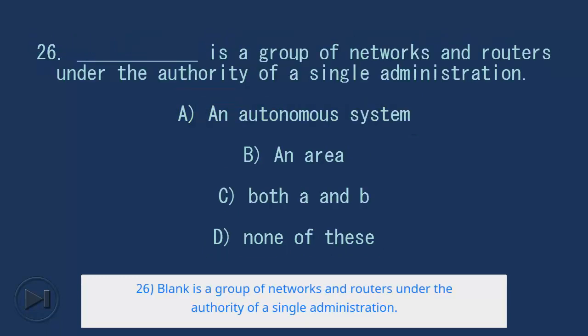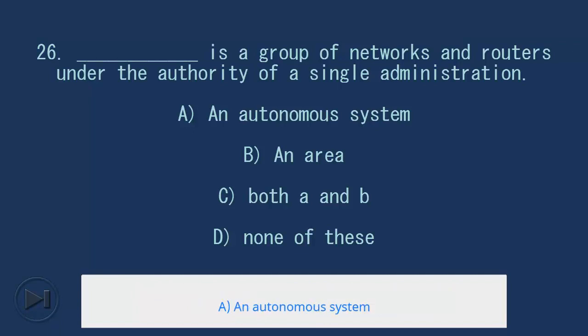26. Blank is a group of networks and routers under the authority of a single administration. A. An autonomous system. B. An area. C. Both A and B. D. None of these. Answer, A.